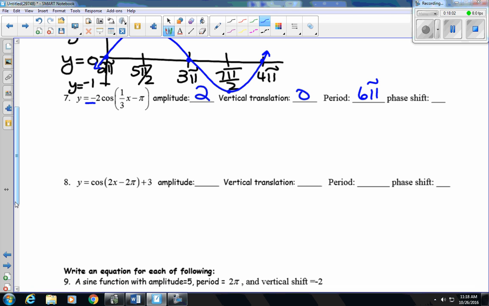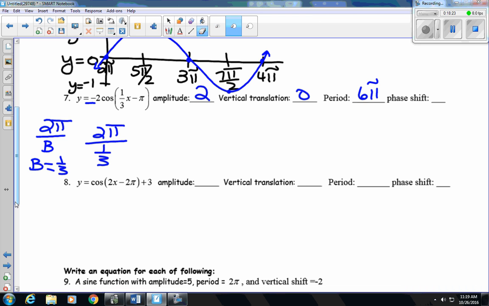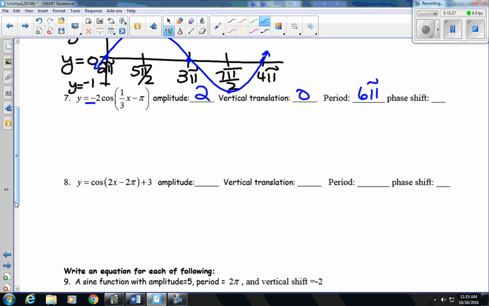So the formula for period is 2 pi over b. B is what? 1/3. So 2 pi divided by 1/3 is 2 pi times 3. That's 6 pi. Okay? Now, what about the phase shift? Which direction does it move? It moves to the right. 3 pi. Very good.